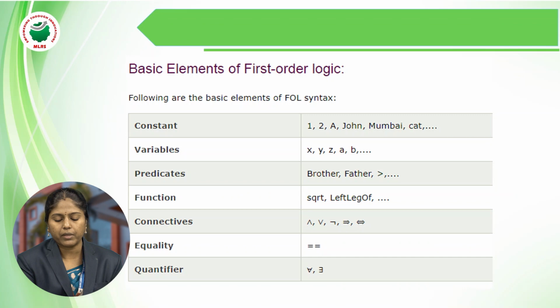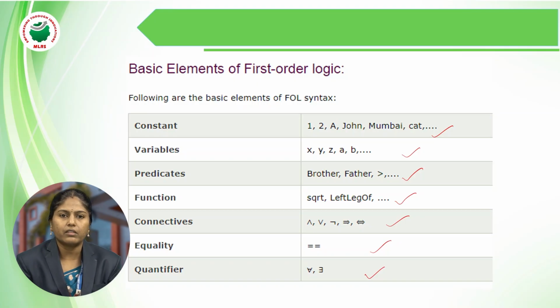The next one is the basic elements of first order logic. Those are constants, variables, predicates, functions, connectives, equality, and quantifiers. When we use first order logic, these are the basic elements that we identify in the FOL syntax. Whenever we write the syntax, we will use these.